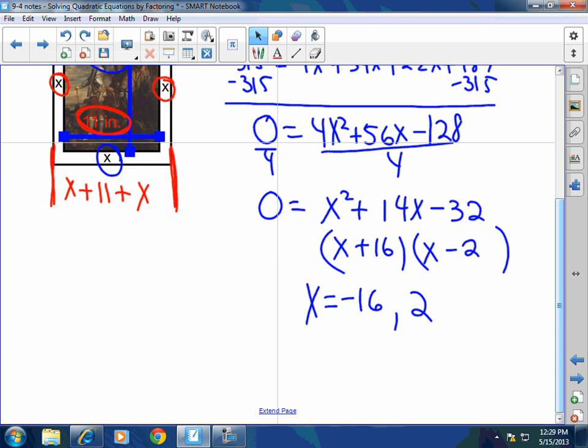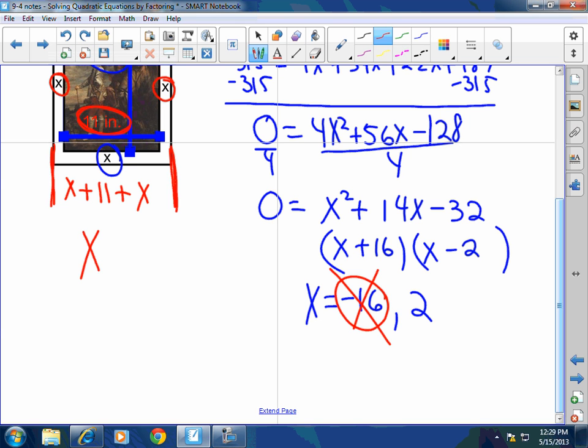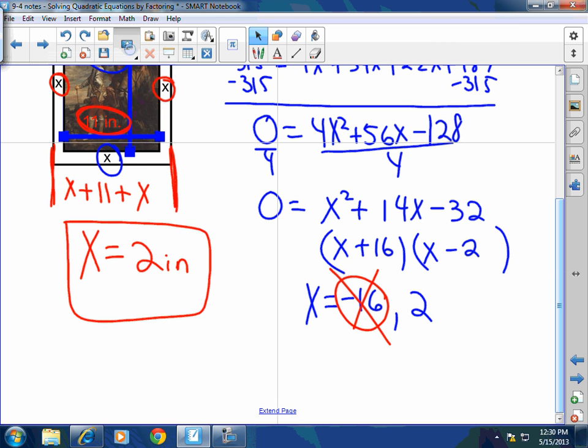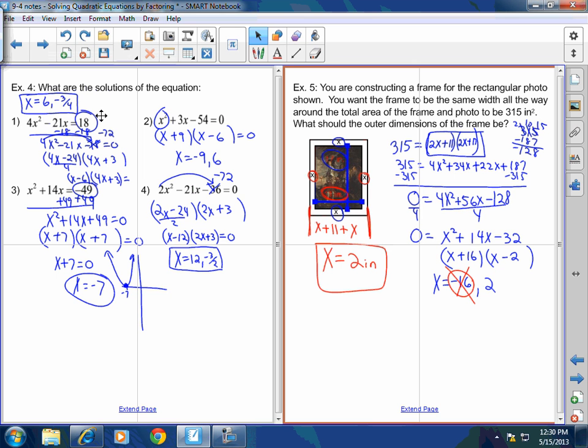Which one of these can be the only valid solution? How can it be negative 16? You can never have a negative distance. It can only be 2. X has to equal 2 inches. Does that make sense, boys? Are you sure?